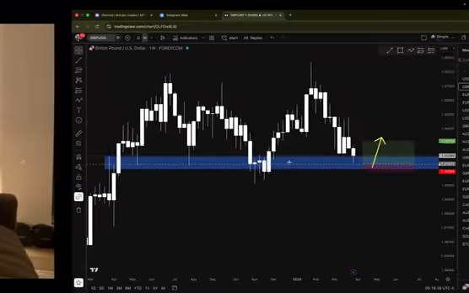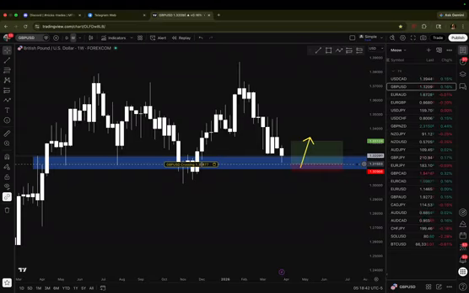Price is not perfect. I can't believe my camera's still frozen. What the hell's going on? Let me see if I can get it to work.